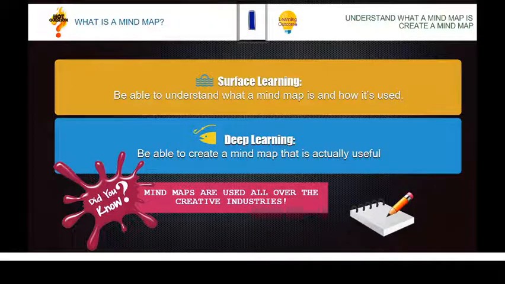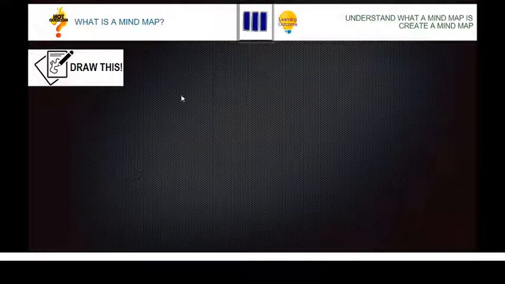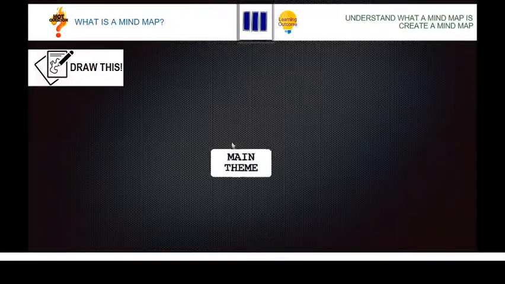Whenever you're going to plan a product or do a task, you can create a mind map to help you plan it and ensure that it's going to be effective. I'm not going to ask you to draw this, but I'm just going to talk you through. This was one of the lesson slides.